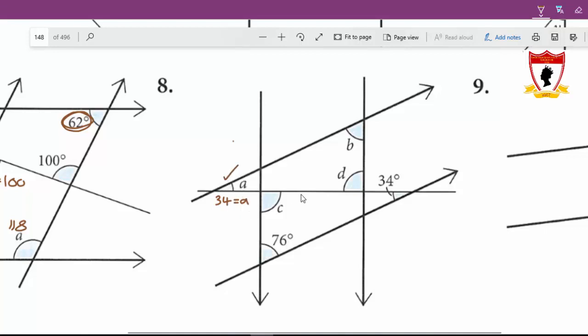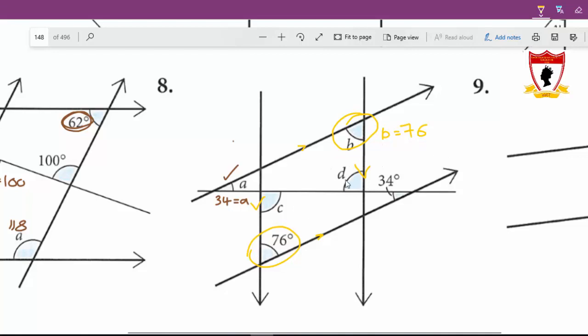Okay, we got A. Now let's find out B. If we look at this part of the diagram, we see a parallelogram. What is special about parallelograms? Opposite angles are equal. This angle is opposite this one in this parallelogram. How do we know it's a parallelogram? The opposite sides are parallel. This side is parallel to this one. This side is parallel to this one. Now opposite angles are equal, so B is 76.